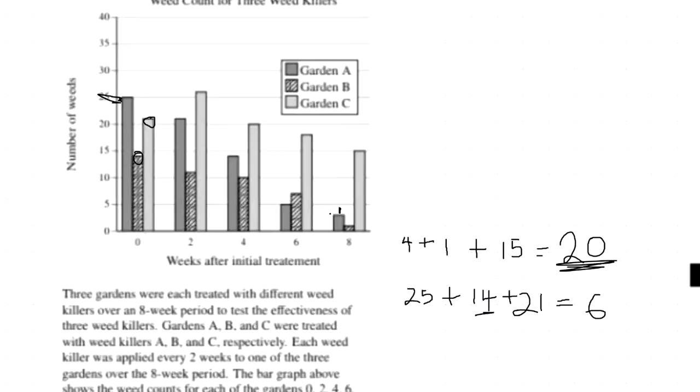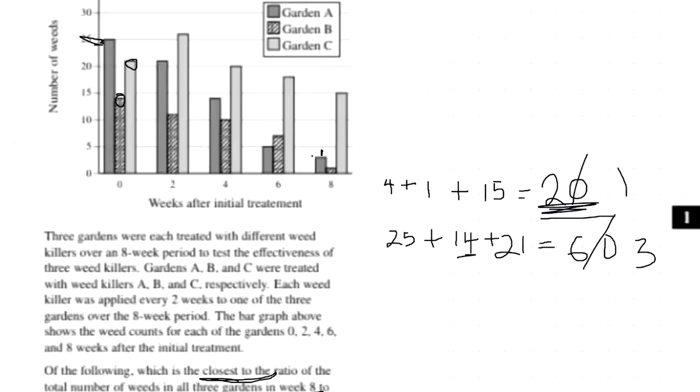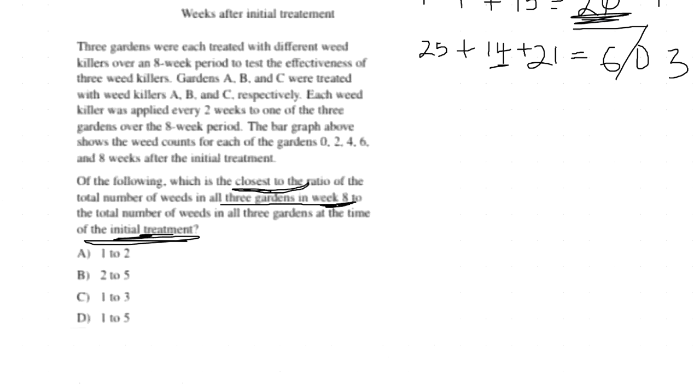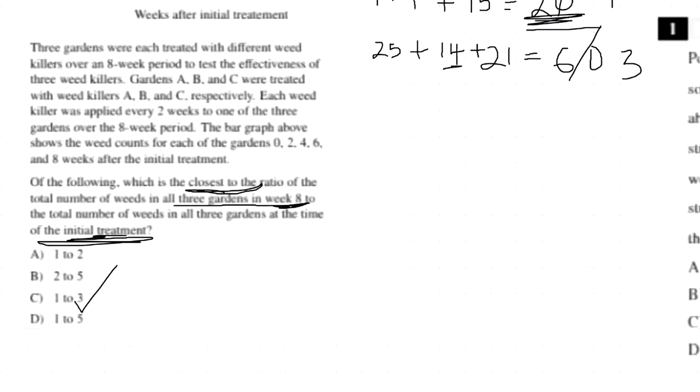Now what will be our ratio? 20 over 60. 20 into itself, 1. 20 into 60, 3. So the closest ratio here is 1 over 3. And let's say our possible answer has 1 over 3. So 1 to 3 is here. So C now is our final answer. Very simple.